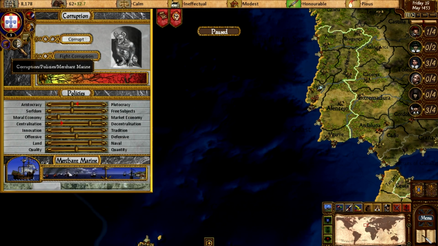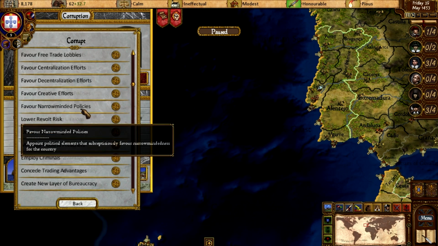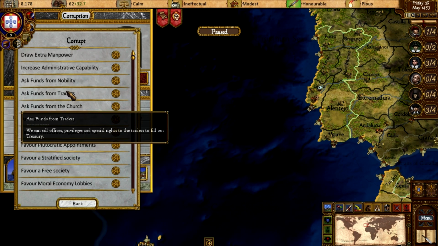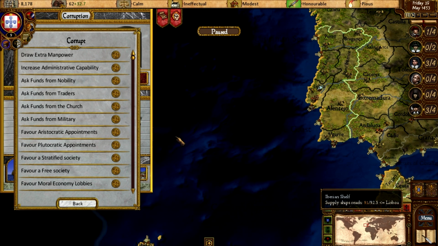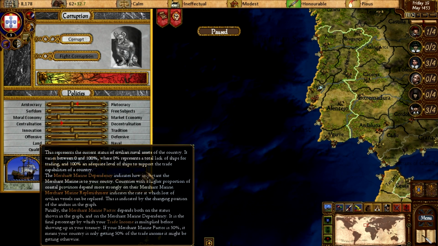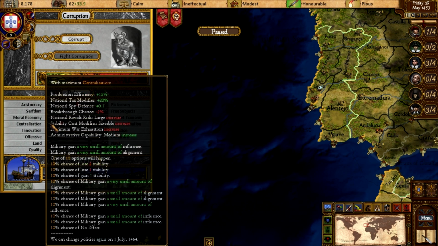Next I have corruption and policies. So corruption are decisions that I can take that will give me short-term advantages at the expense of long-term disadvantages. And because I am a very honorable person, I will not take any of them. But there are events during the game that will require you sometimes to pay with corruption to avoid paying with gold, for example, or pay with corruption to avoid a stability hit, or any other case. Regarding policies, I'm going to push towards centralization.